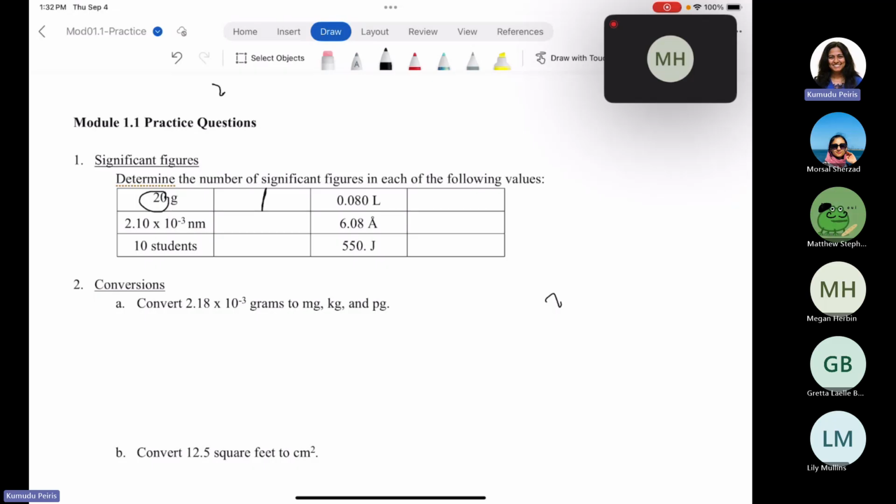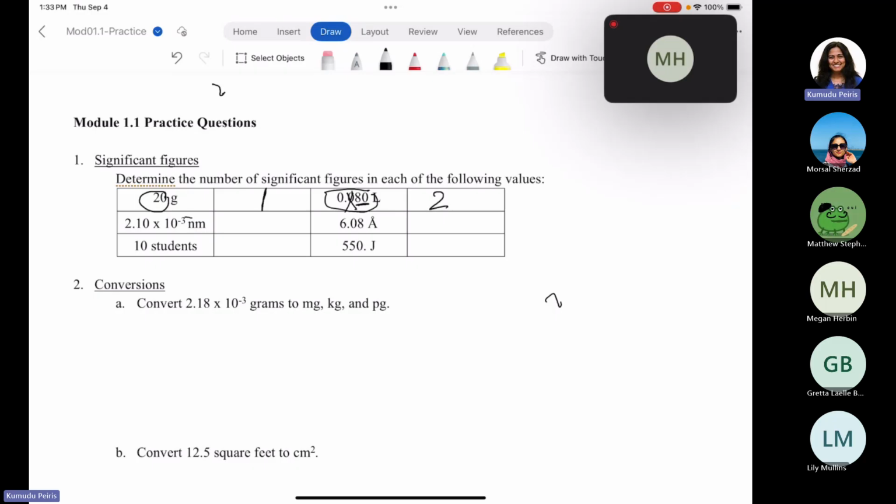When you look at the next one, the 0.080, in that case, we do not count the leading zero, but in a decimal value, we count the zeros after a figure. So here, these are the significant figures. So this number has two significant figures.